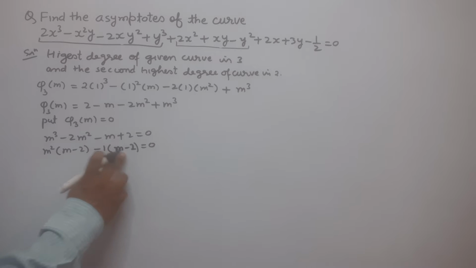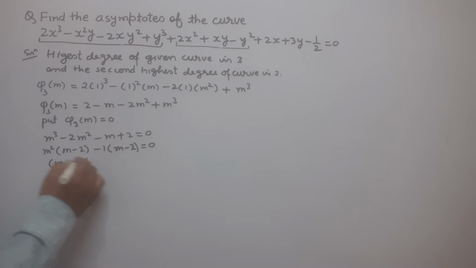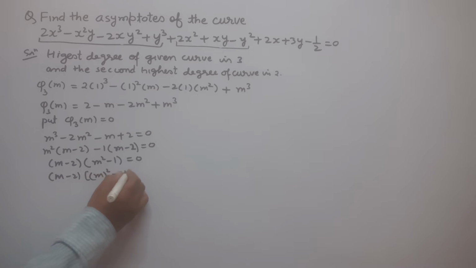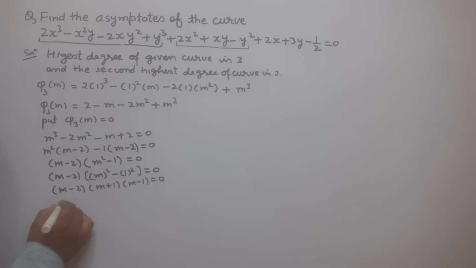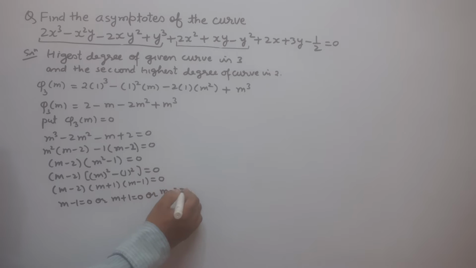Now we take common m minus 2 from both the terms and get m square minus 1 in the next bracket. Now we can use the formula a square minus b square, and we know that a square minus b square is equal to a plus b multiplied by a minus b. So this can be written as m plus 1 multiplied by m minus 1 equal to 0. So we find the value of m: either m minus 1 equal to 0, or m plus 1 equal to 0, or m minus 2 is equal to 0. So we get m is equal to 1, minus 1 and 2.